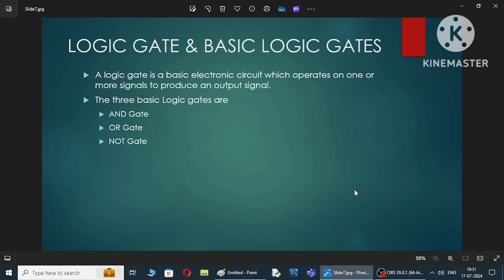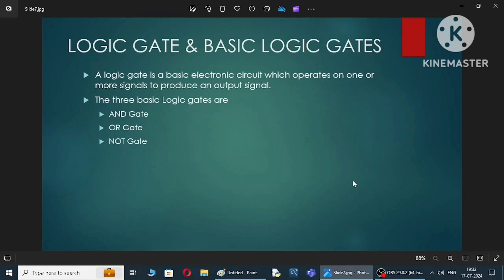So we'll move on to the important topic, logic gate. So what is a logic gate? A logic gate is a simple electronic circuit. It's a basic circuit which operates on one or more signals. So you will have an input signal. Based on the input signal, a circuit will produce an output signal.